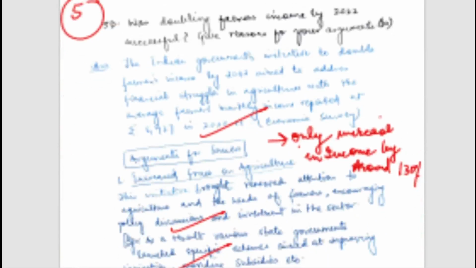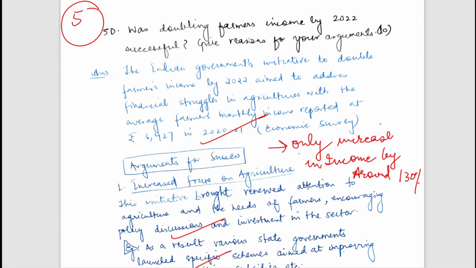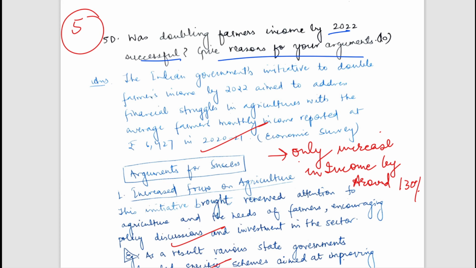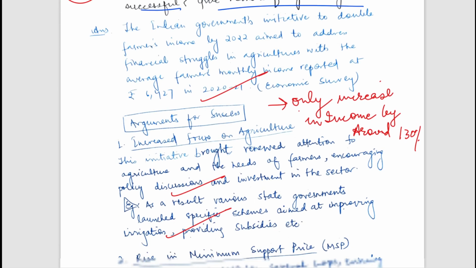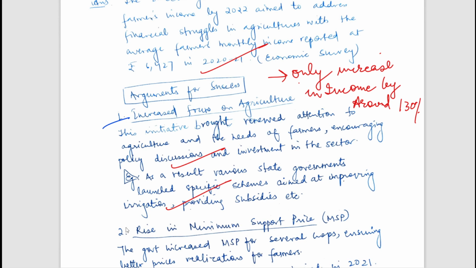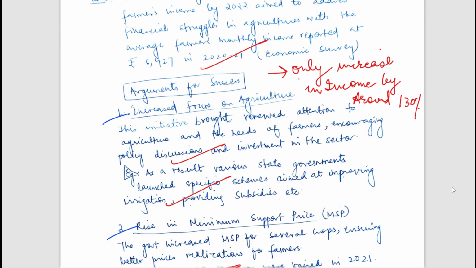Now let's move to the next question. The next question is: was doubling farmers' income by 2022 successful? Give reasons for your arguments. Here, the student has mentioned both the arguments for success and the arguments for failure. But you will see that some points here are vague, such as increased focus on agriculture and rise in MSP. Obviously, this is a good point.